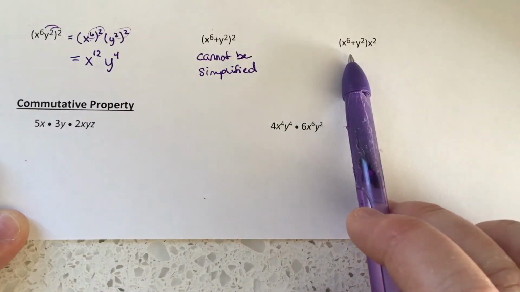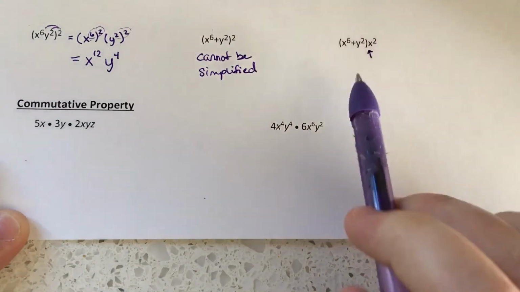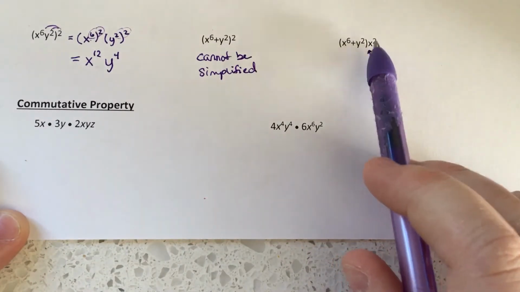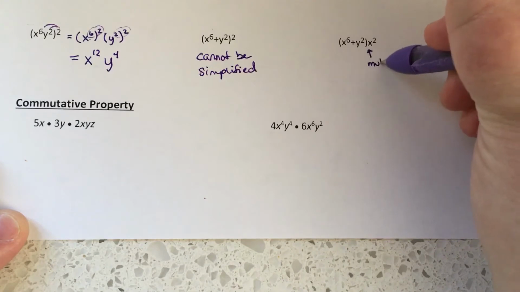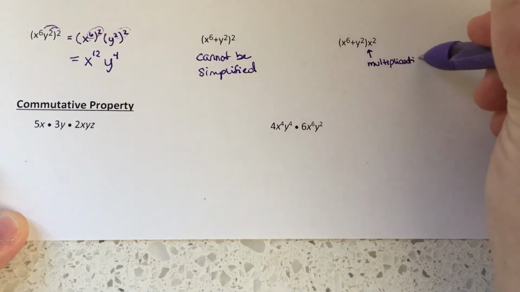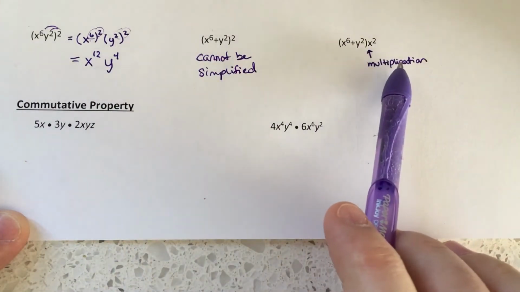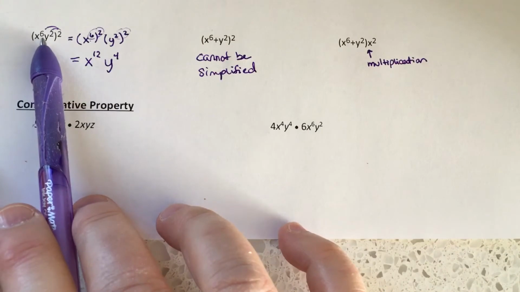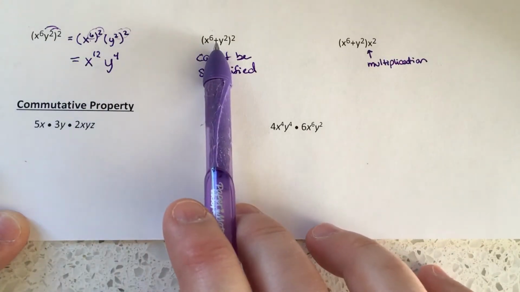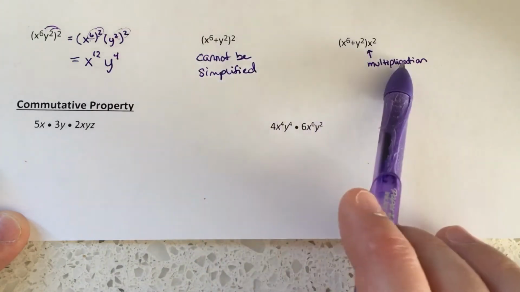Well, let's look at this one. I changed it a little bit. What's different now is that there's an x. And as soon as I have that x there, now this is a multiplication. So I want us to look at the intricacies here because all three of these look similar, but we have to pay attention to when we are multiplying, when we are adding, when we are raising to an exponent, because that's different.